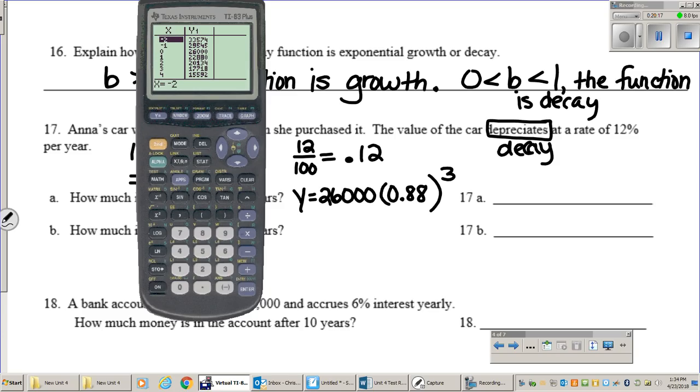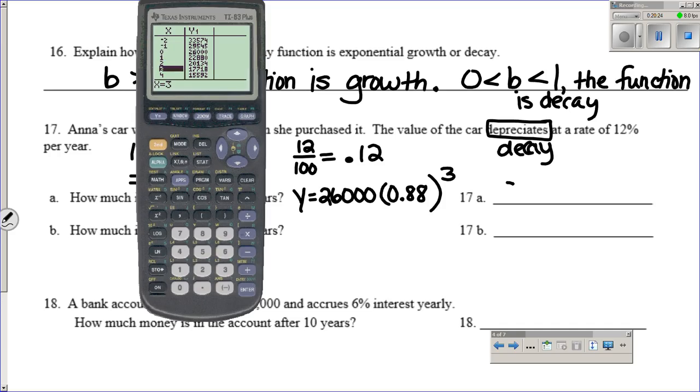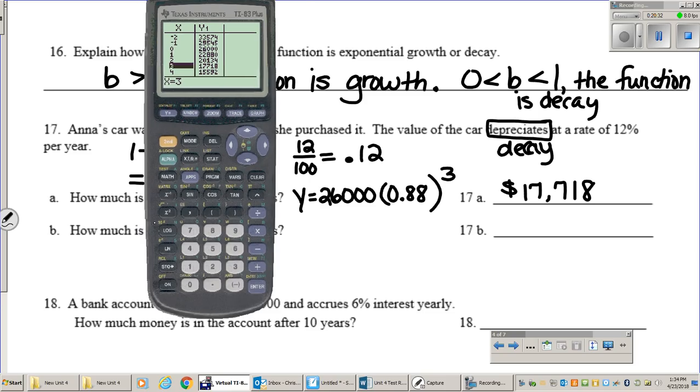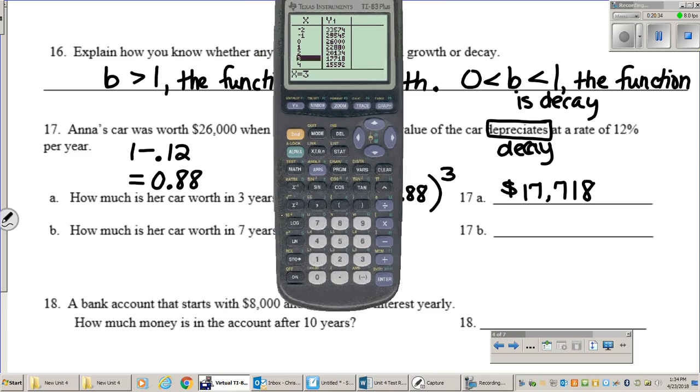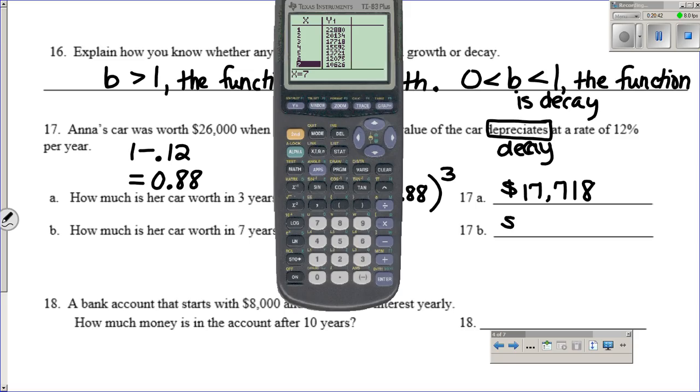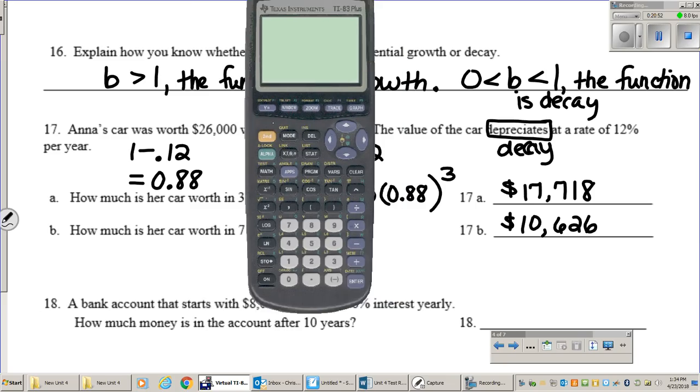Now when we look at the table of values, we can find any value for x. So when the car is 3 years old, you will see that the car is worth $17,718. Okay, for part B, it asks how much is her car worth in 7 years. So now we can just keep scrolling down in the table. When x equals 7, we find that y equals 10,626.